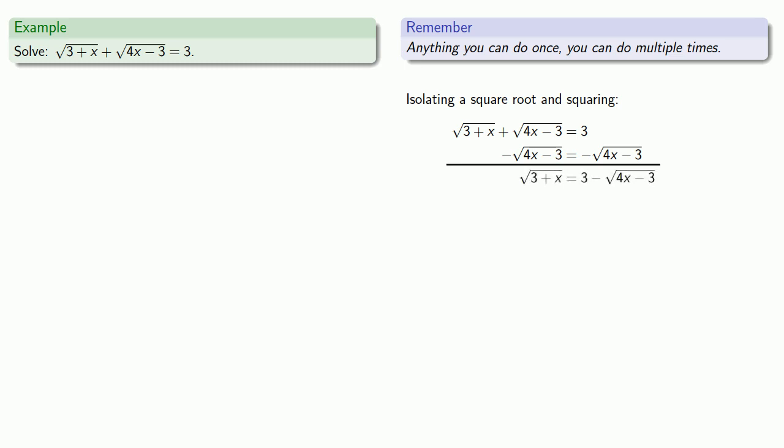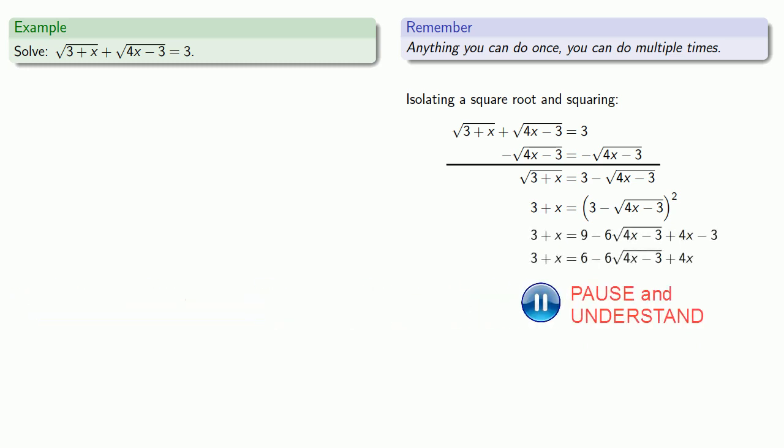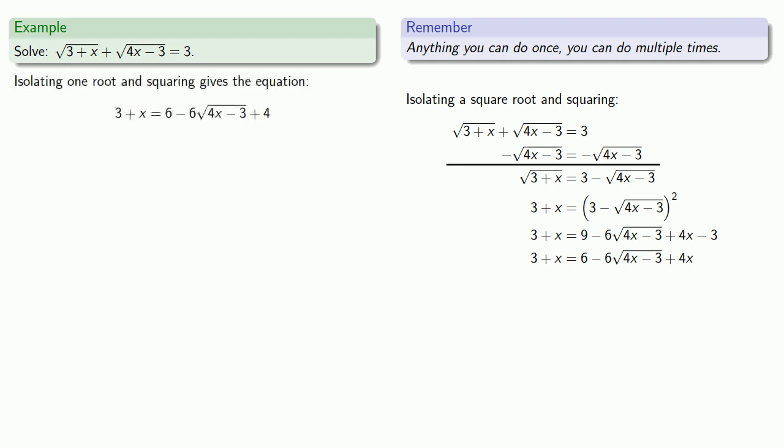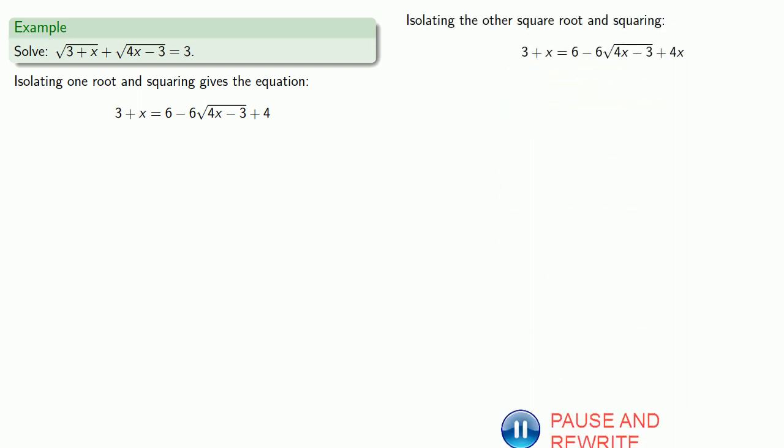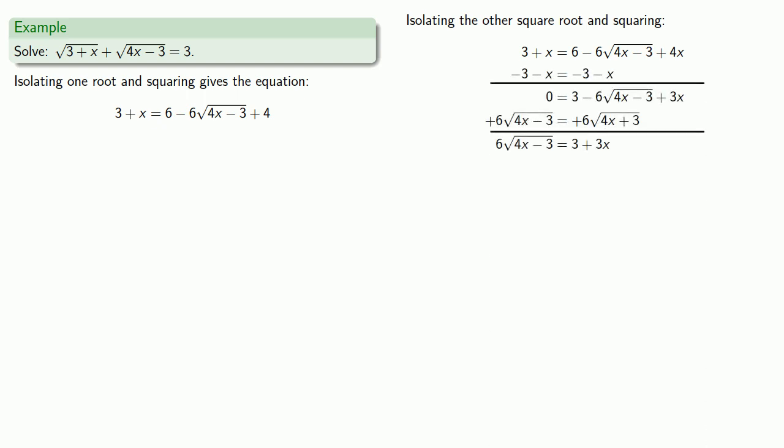So now I have square root equals mess. Well, I can square both sides, expanding the right-hand side. And we can do a little bit of algebraic cleanup. And remember, if it's not written down, it didn't happen. But wait, we still have a square root in this equation. Well, let's isolate the remaining root and square. We'll rewrite the equation so the square root term is on the left, square both sides, and do a little bit more cleanup. And again, if it's not written down, it didn't happen.